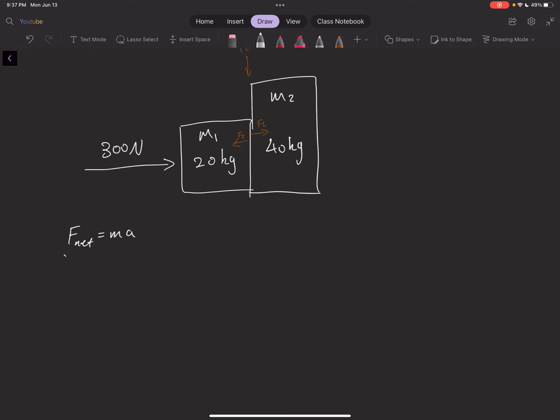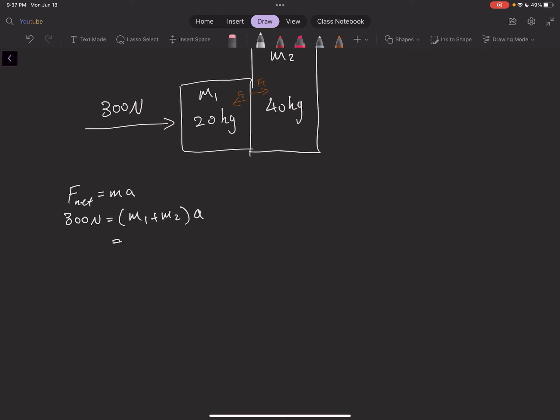F net is the input force that we're putting in from the left-hand side, which is 300 newtons. Mass, in this case, because we're considering the entire system as a whole, is the sum of the two masses, the two blocks together. So we get m1 plus m2 times acceleration. Now we know, of course, what m1 and m2 are. So it's 300 equals 20 plus 40 times acceleration. And we can, of course, rearrange to solve for this. 300 over 60 equals 5 meters per second.